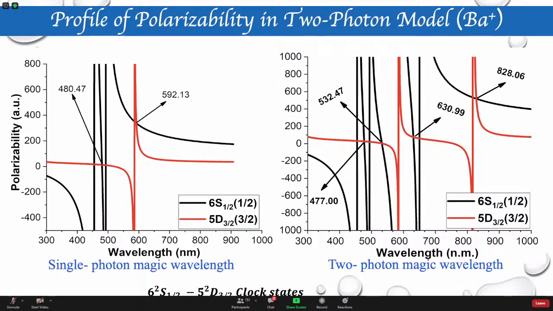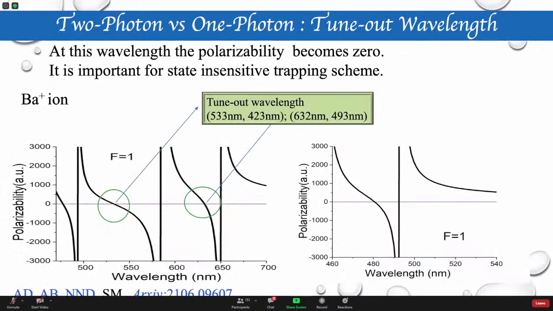Our interest is not the magic wavelength, our interest is the tune-out wavelength. When we had a single photon, we had only one tune-out wavelength. But in the case of two photons, just like the magic wavelength, we'll get an extra tune-out wavelength. You see that we get omega 1 equal to 533 and omega 1 equal to 632. Correspondingly, omega 2 can be evaluated using the constraint which we have talked about.